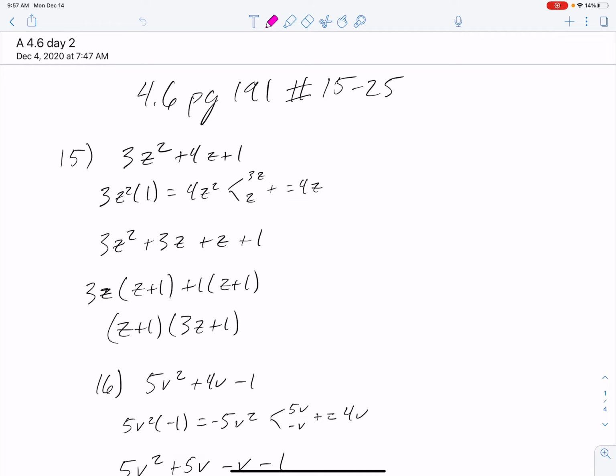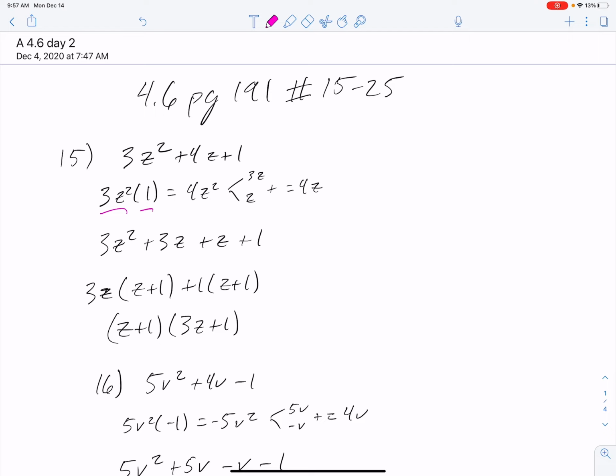All right, so here is the second day of 4.6, splitting the middle term. Again, if you have a shortcut that works, feel free to use it. But if you're struggling with factoring, this method will always work if what we are trying to factor is a trinomial and factorable. All right, so first step, I multiplied my ax squared times my c value.